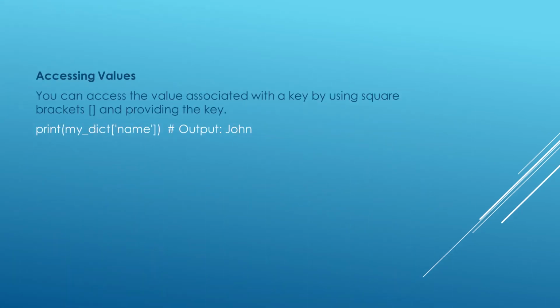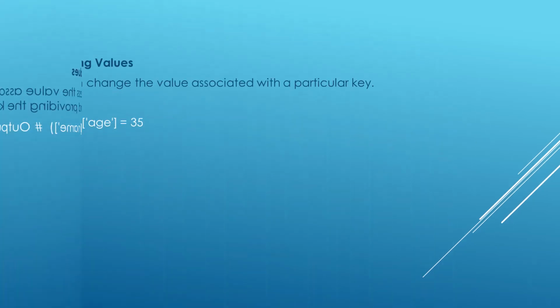Accessing values. You can access the value associated with the key by using square brackets, and providing the key. Modifying values. You can change the value associated with a particular key. Adding new items. You can add new key-value pairs to the dictionary. Removing items. You can remove a key-value pair from the dictionary using the del keyword.